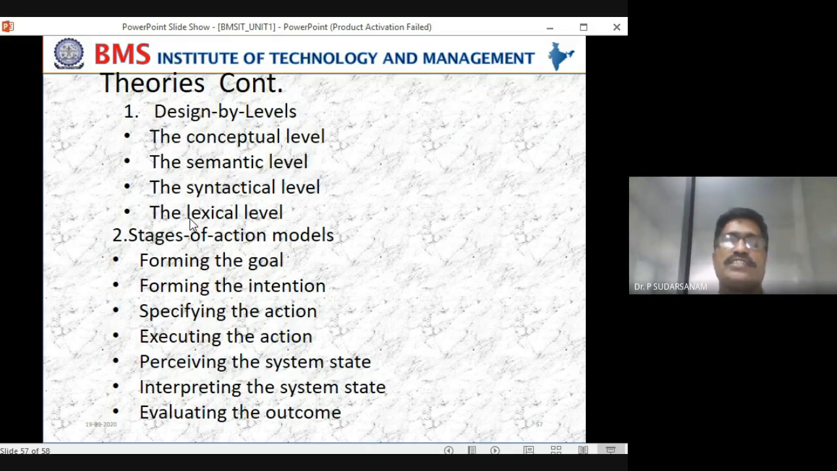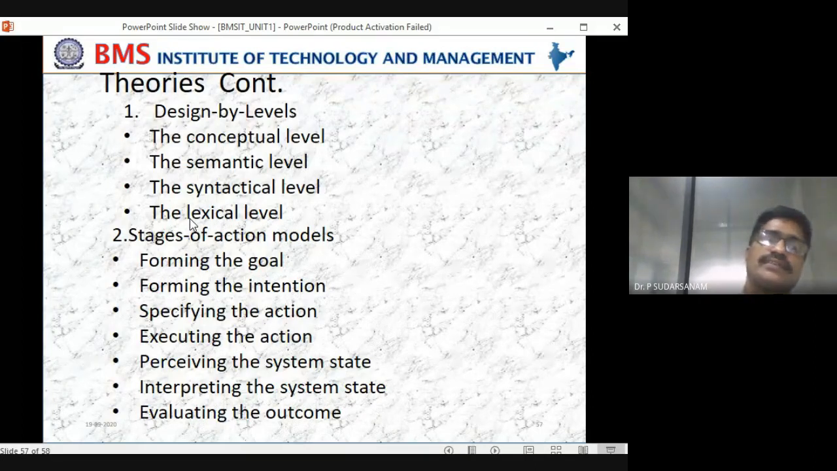Next is executing the actions. Next is perceiving the system stage. Next is interpreting the system stage and evaluating the outcomes. This is what the stages of action model is.